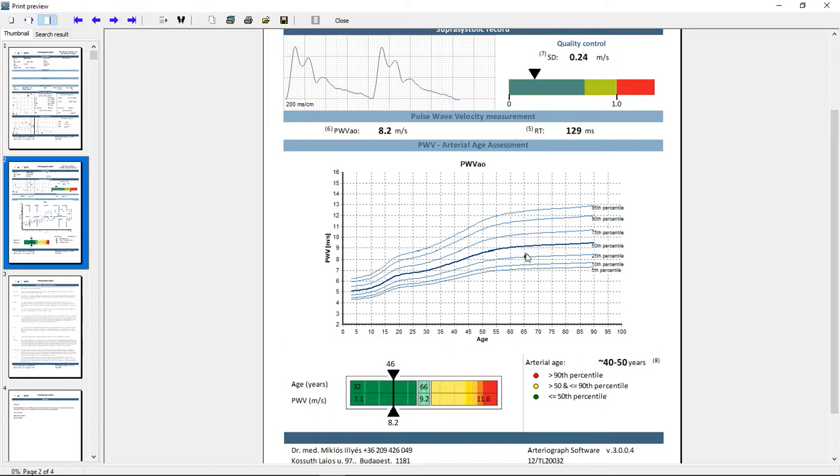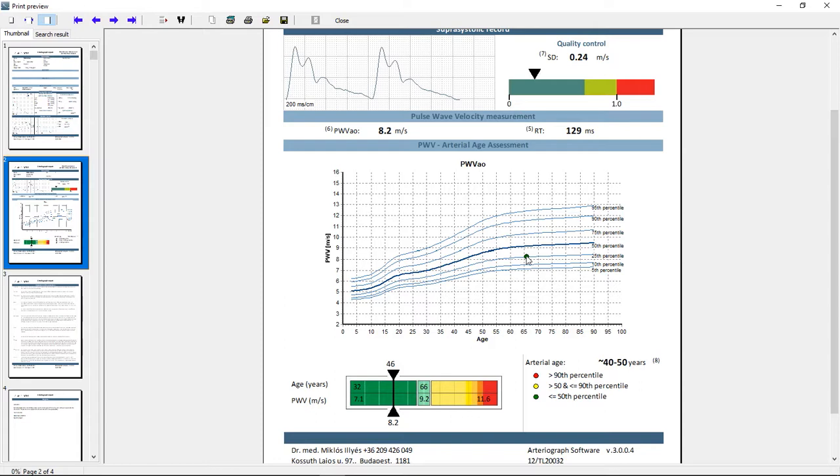Please be reminded that the aortic pulse velocity is also influenced by the heart rate, by the systolic blood pressure, and by the cardiac output. Thus, in case of increased blood pressure, increased heart rate, or any other circumstances which can increase the cardiac output, the aortic pulse velocity can be increased. So, in this case, obviously, we will see a different arterial age. For this reason, the standard conditions, which are very important to follow during the examinations, are mandatory.